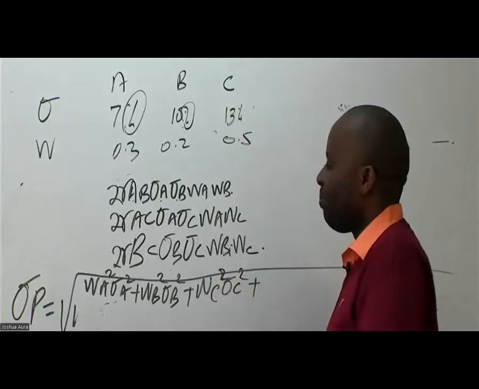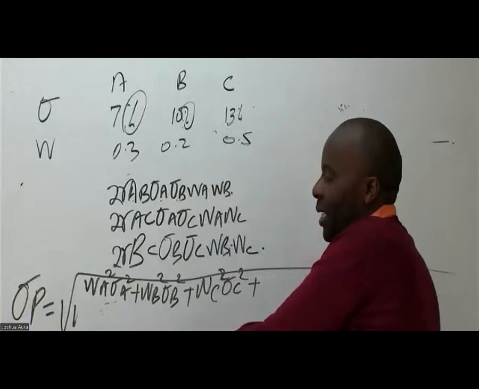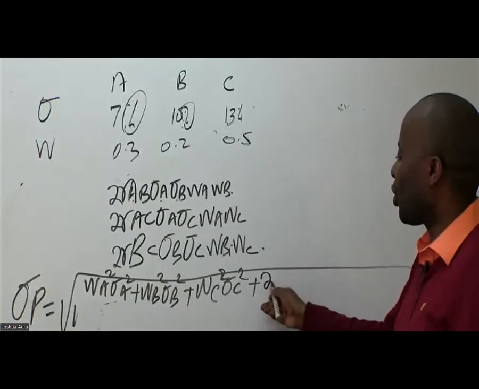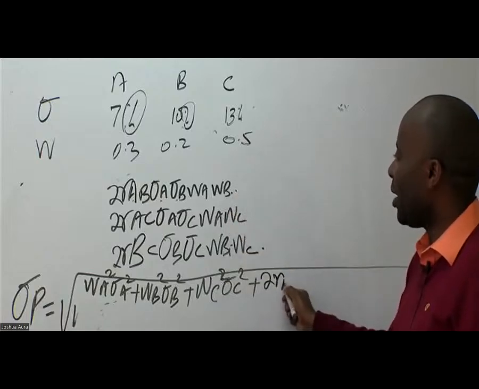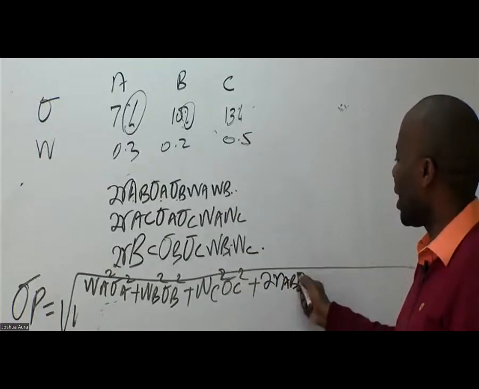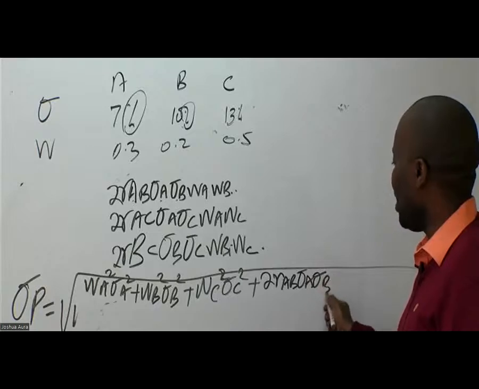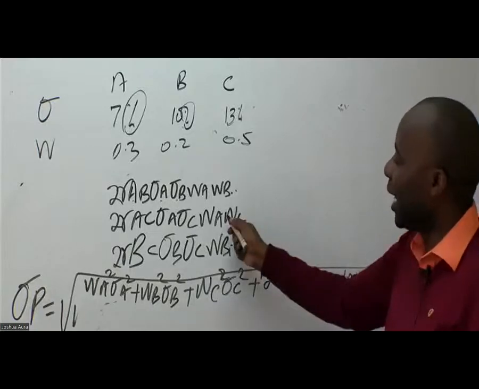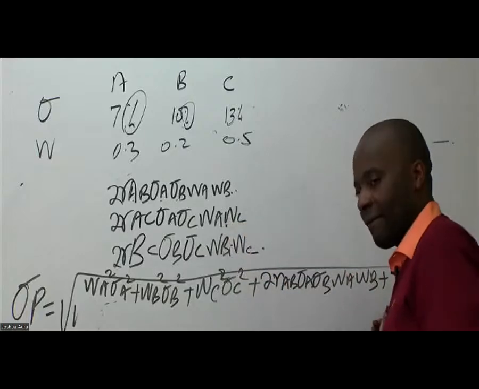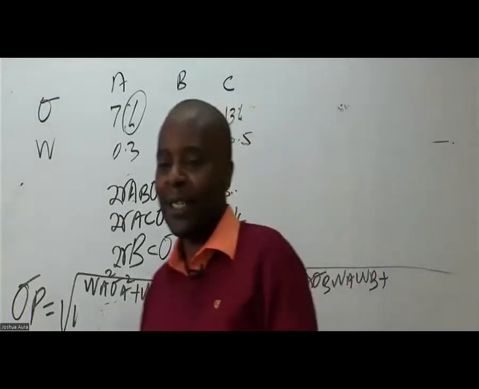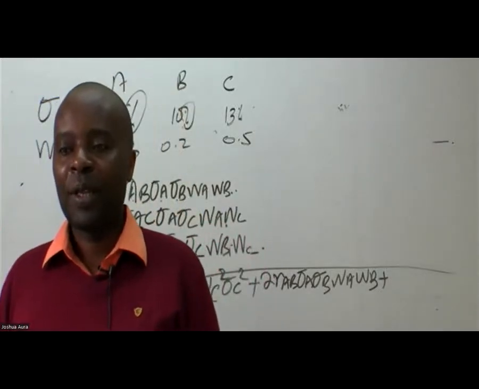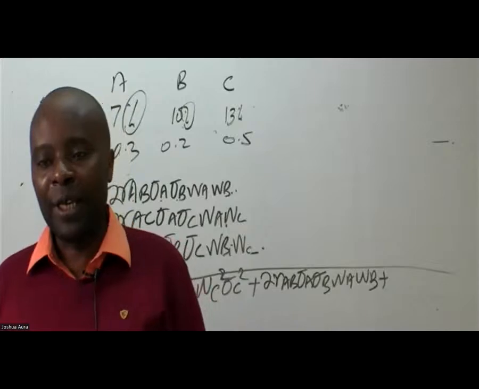And then I'll pull the associations and put them here. So we have plus 2, RAB, standard deviation A, standard deviation B, weight A, weight B, plus and so on. I add this plus. I hope that is helpful in some way.